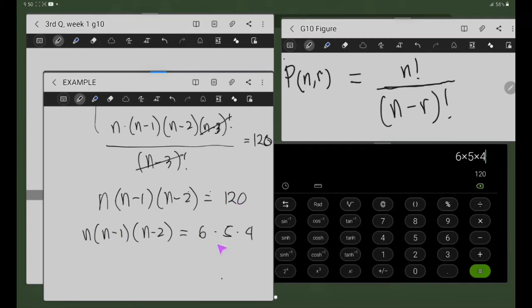So ito yung n natin, 6. N minus 1 is equal to 5. N minus 2 is equal to 4. So n is equal to 6. So 6 minus 1 is equal to 5. 6 minus 2 is equal to 4. So yung n natin is equal to 6. Yung sagot natin.